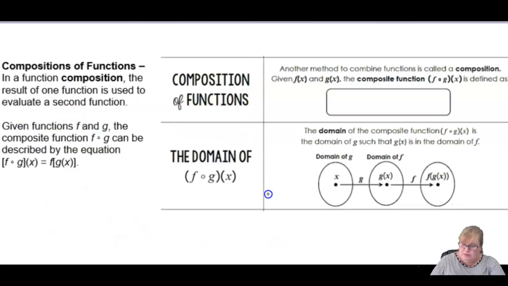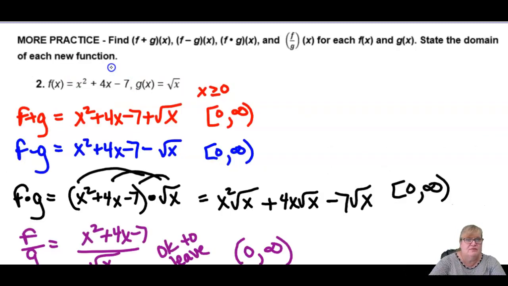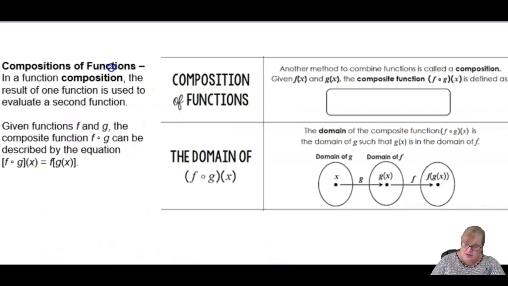Oh, all right, part 2 of the lesson already. Composition of functions. Did I miss something on this first part? No, that's all I was supposed to do. Okay. Composition of functions is when you put one into the other. In a function composition, the result of one function is used to evaluate a second function.